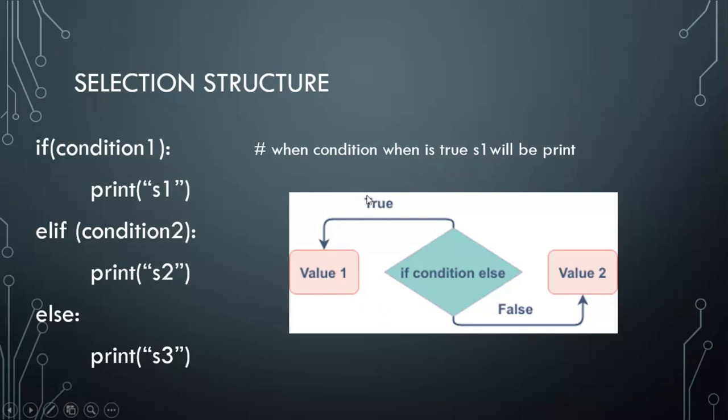This is a diagram to understand if else structure. First we write our condition. If the condition is true, then we print value 1. If the condition is false, then we print value 2. We can write here some statement to perform some task in our code.